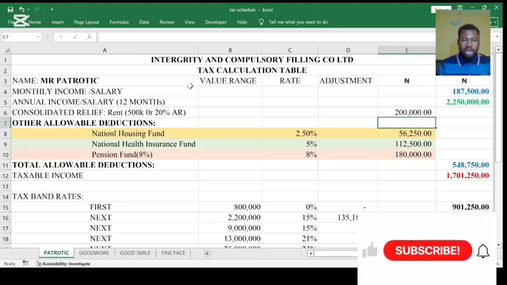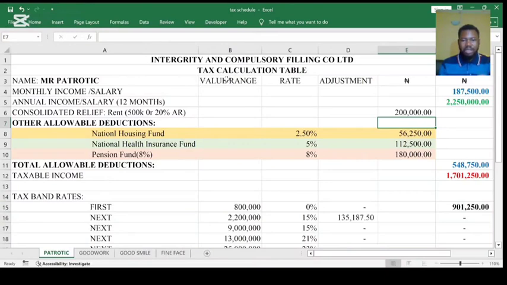So let me quickly share my screen with you to show how these allowable deductions can be reduced from your income to further reduce your tax liabilities. All right, let me share that with you quickly. The company name is Integrity and Compulsory Filing Company Limited. All right, tax calculation table.